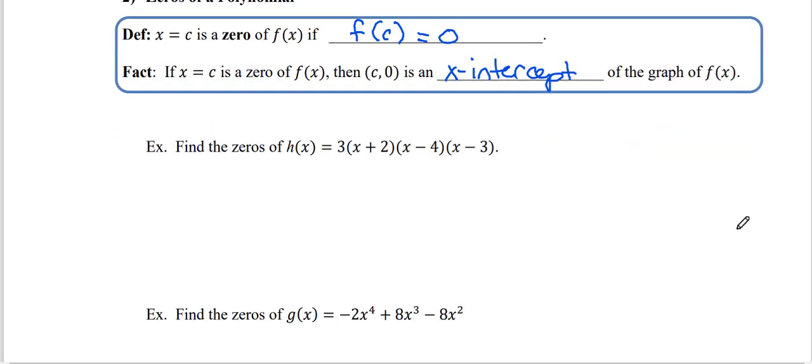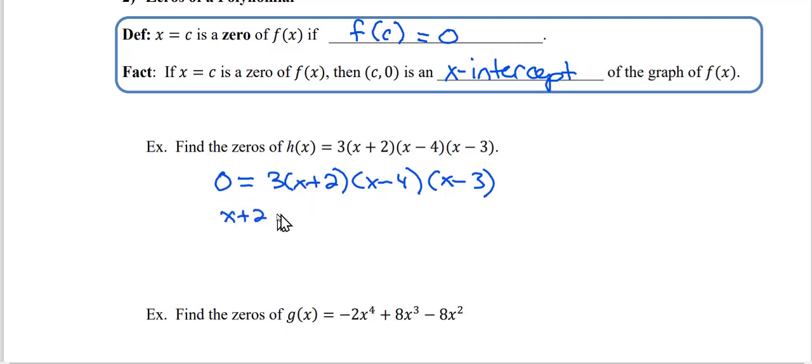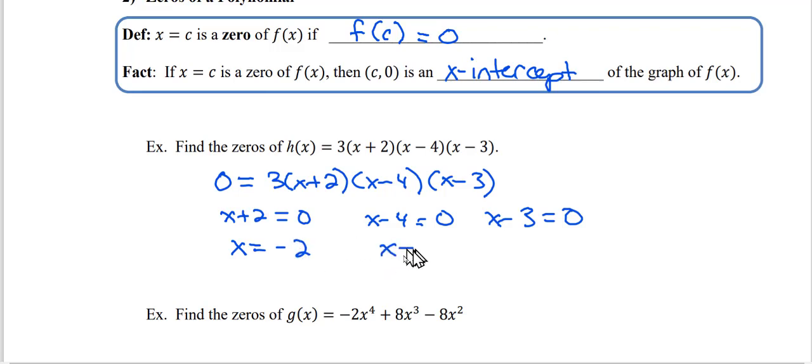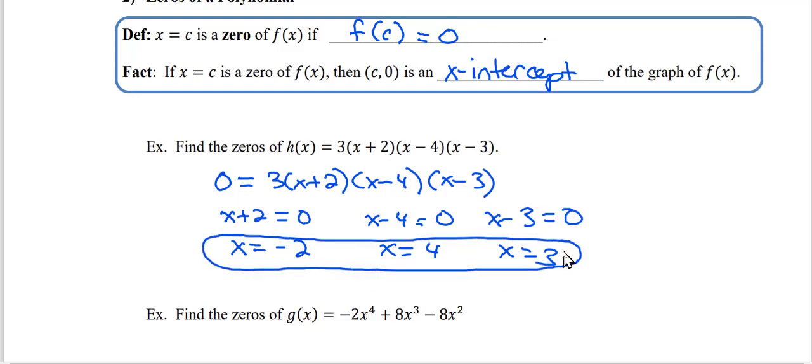Let's take a look at this example. Notice we are looking for x values that we would plug in that would give us an output of 0, or where is the function equal to 0? Well, this one's nice because it's already in factored form, so we set the factors equal to 0, just like we did back in Unit 1 with the quadratics. We don't need to worry about the 3 because 3 is never equal to 0. So the only way this can equal 0 is if x is -2, x is 4, or x is 3. Those are our zeros of h(x) here.